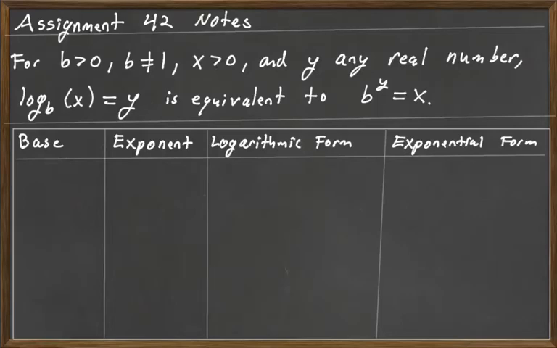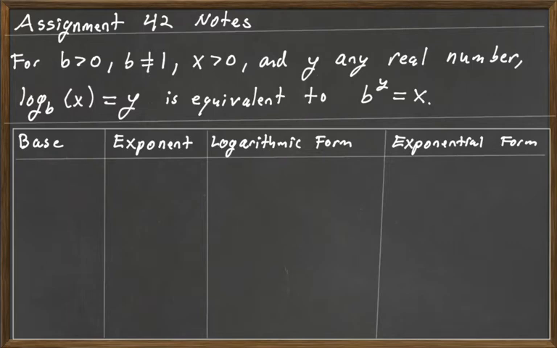Alright, this is the second video for assignment number 42, and we're going to look at going from both exponential form to logarithmic form and from logarithmic form back to exponential form. For b greater than 0, b not equal to 1, x greater than 0, and y any real number, log base b of x is equal to y is equivalent to b to the y power is equal to x. And this is just going to practice going back and forth between the two forms. It just takes a little bit of practice.